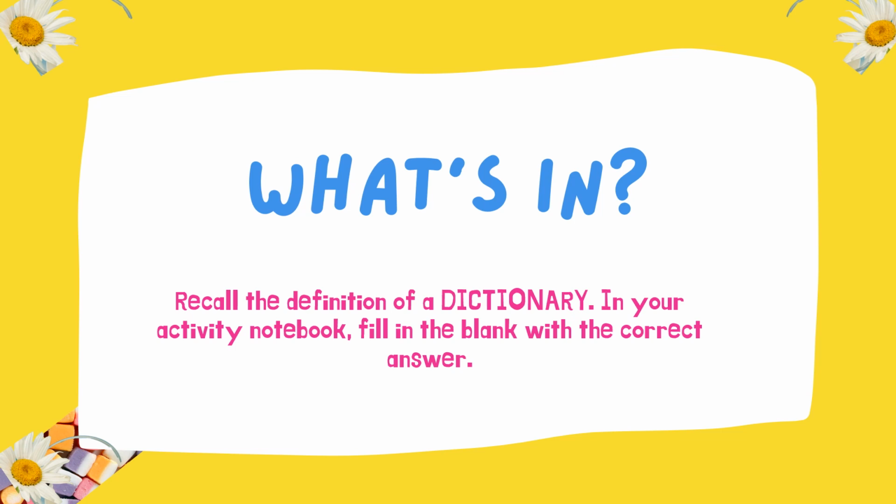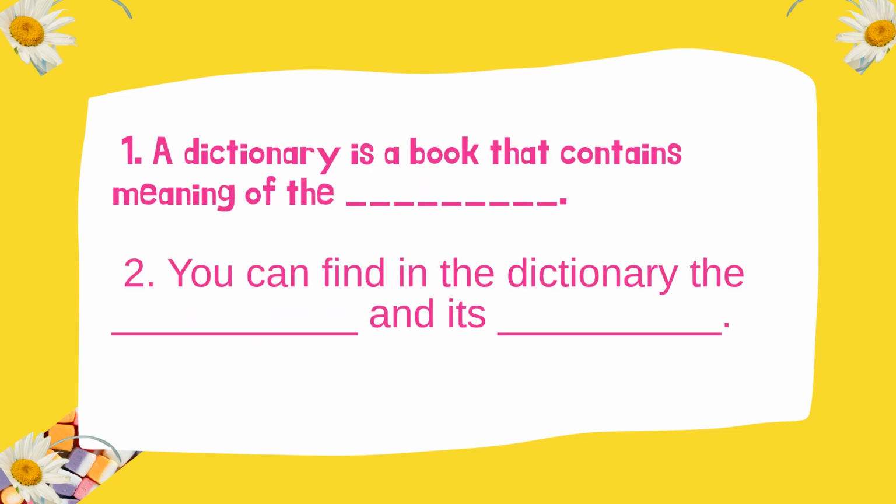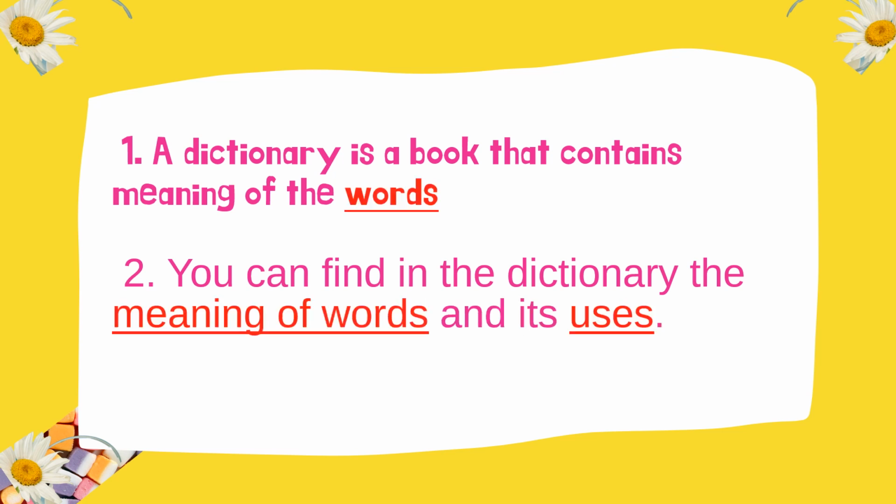In your activity notebook, fill in the blank with the correct answer. A dictionary is a book that contains meaning of the blank. Number 2, you can find in the dictionary the blank and its blank. What is your answer? Correct. A dictionary is a book that contains meaning of the words. You can find in the dictionary the meaning of words and its uses.